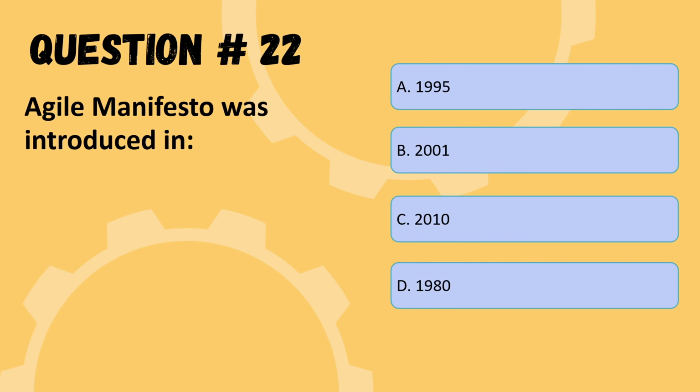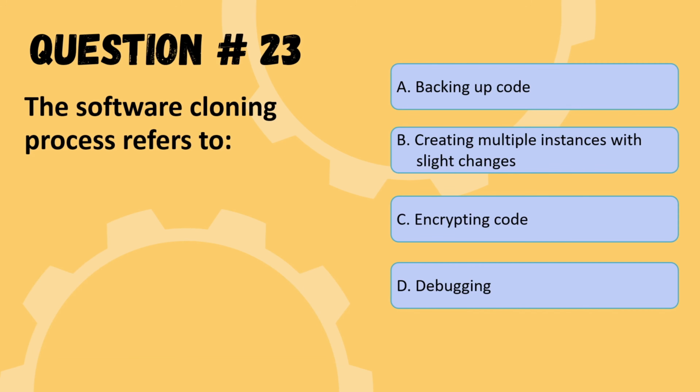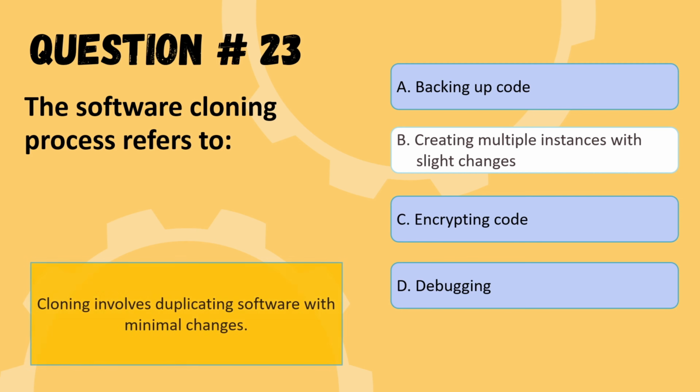So we are moving to the next question. Next question is, the Agile Manifesto was introduced in 1995, 2001, 2010, or 1980. So the correct option is 2001. So we are moving to the next question. Next question is, the software cloning process refers to backing up code, creating multiple instances with slight changes, encrypting code, or debugging. So the correct option is creating multiple instances with slight changes.